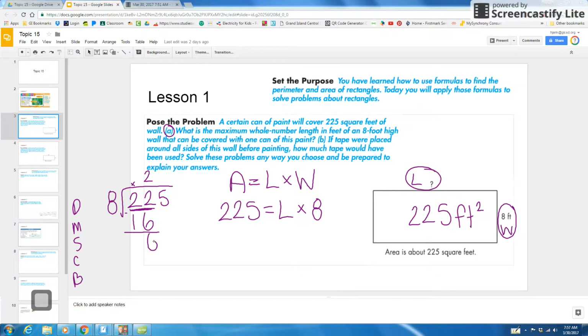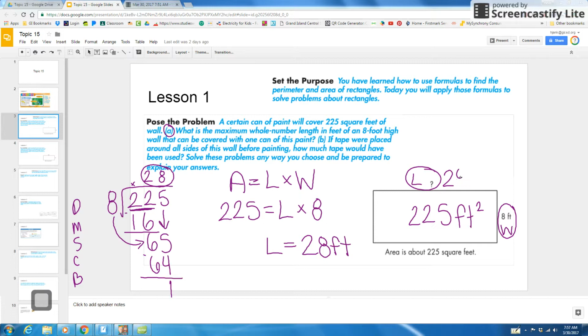22 minus 16 is 6. I bring down my 5. 8 can go into 65 8 times, because 8 times 8 is 64. When I subtract, I get 1 left over. But I'm going to just focus on the whole number. I don't want to say forget about the remainder, but we don't need the remainder in this case. So that means that our length is going to be equal to 28 feet.